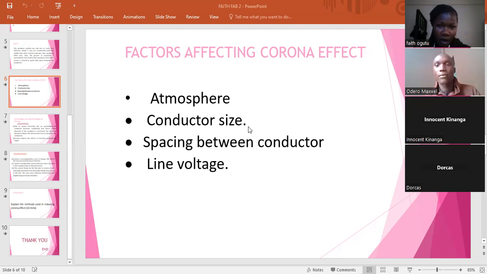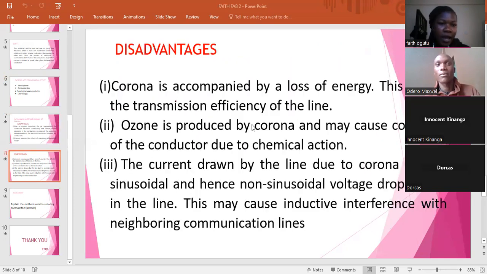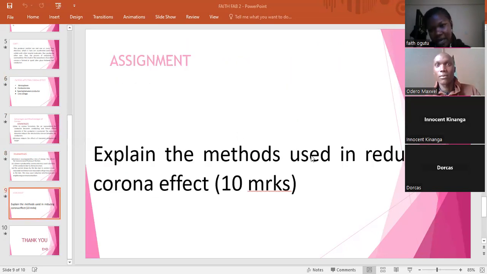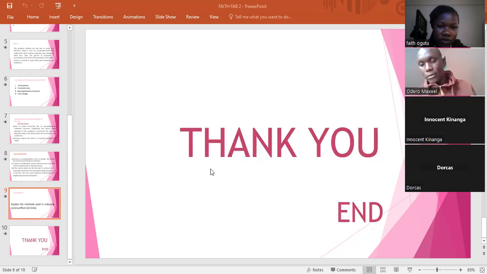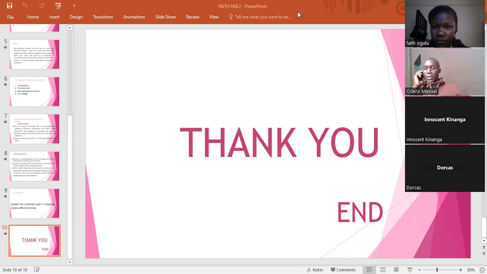Now, before I end my lesson, I want to leave you an assignment, displayed here on your screen. The assignment reads: explain the methods used in reduction of corona effect. You are going to explain 5 points. For each point, you state it for 1 mark, and the explanation for the other mark. So a total of 10 marks. The assignment is due during our next lesson and shall be handed in printed copy. Otherwise, there being no other question, I'd like to end our class and thank you for your participation. Thank you, guys, and you can now leave the class.